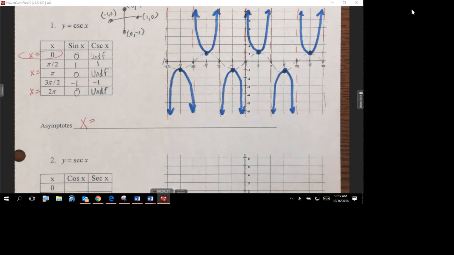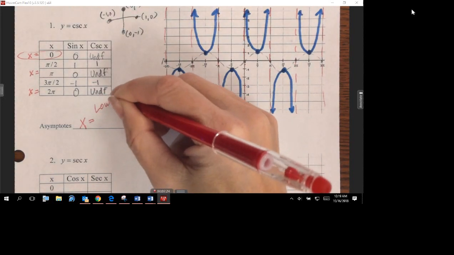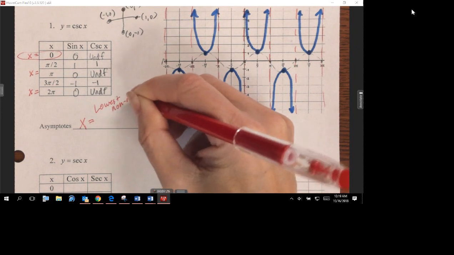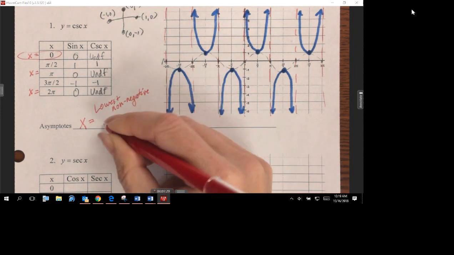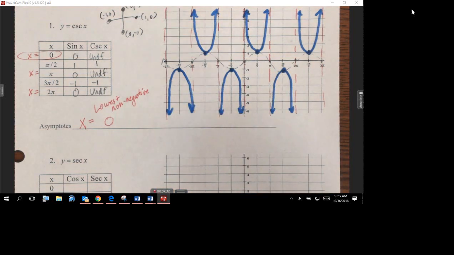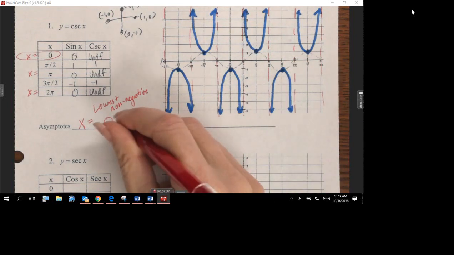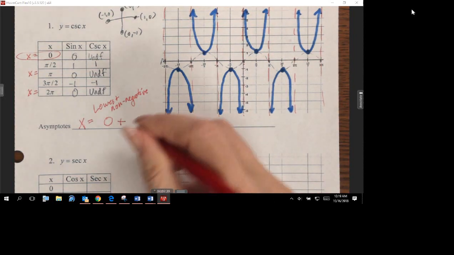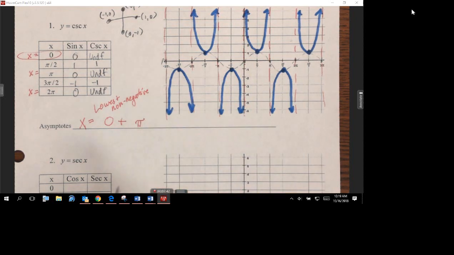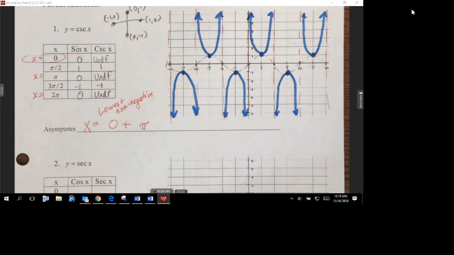So what is the first lowest non-negative asymptote? Zero. But from 0, I'm going to add on how much each time? Good. But if I write plus pi, is that enough information to give me the answer of 2 pi? Would that give me 2 pi? How many pi's would I have to add on to get me 2 pi? How many pi's would I have to add on to give me 3 pi?